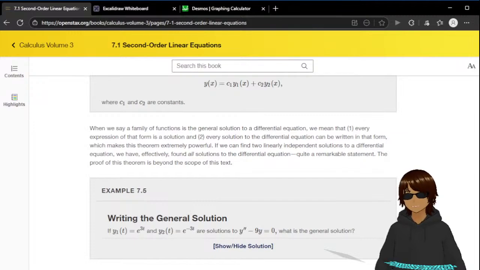Okay, after I'm done with this book, I want to read some other book that's more proof focused.